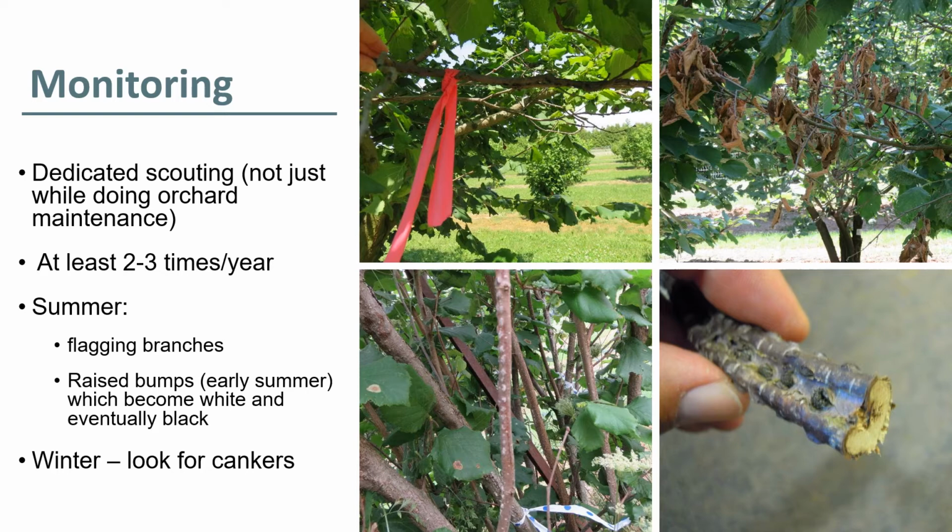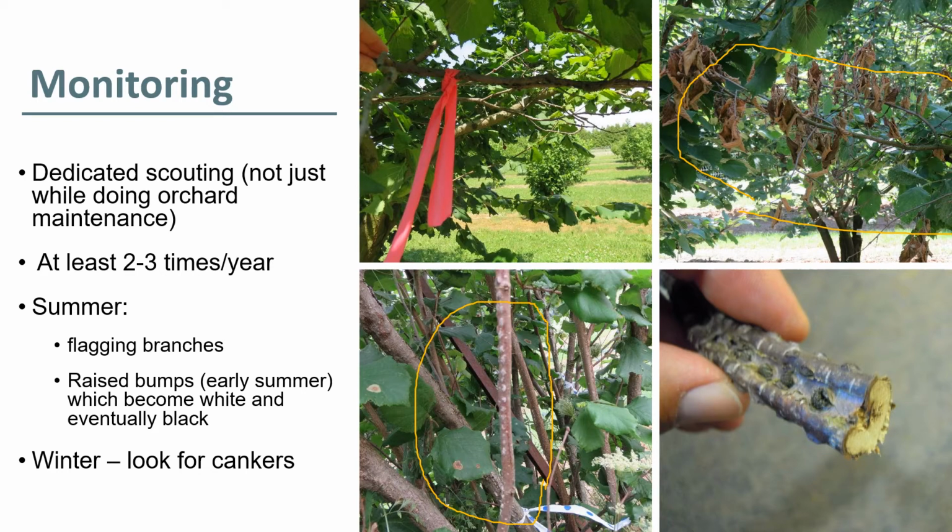At that time, you're going to be looking for flagging branches on trees. Just look for cankers there. And in the summer, it may not look like the classic cankers. It may be like in the lower left photo, these white spots, which are the young stromata that have just emerged through the bark.